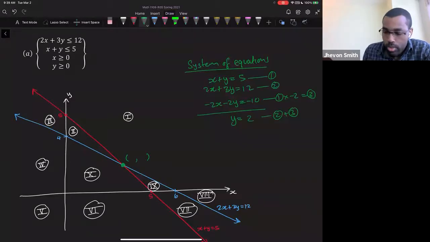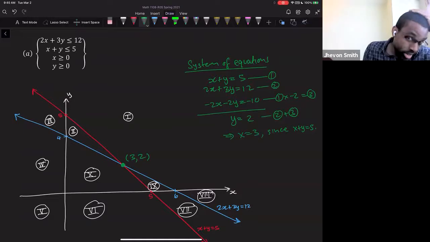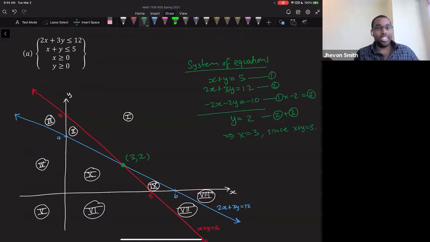So my y value is 2. And this means my x is 3, since x plus y must be 5. If my y is 2, my x must be 3. So this is 3, 2. We're going to need to know how to do that, and we're going to need to know how to do it very quickly. That's how you'd find the coordinates: see what lines intersect, set up a system of equations, and solve the system of equations.